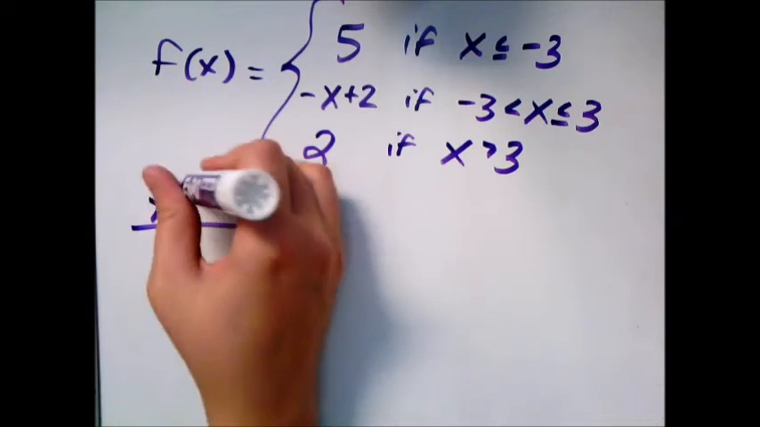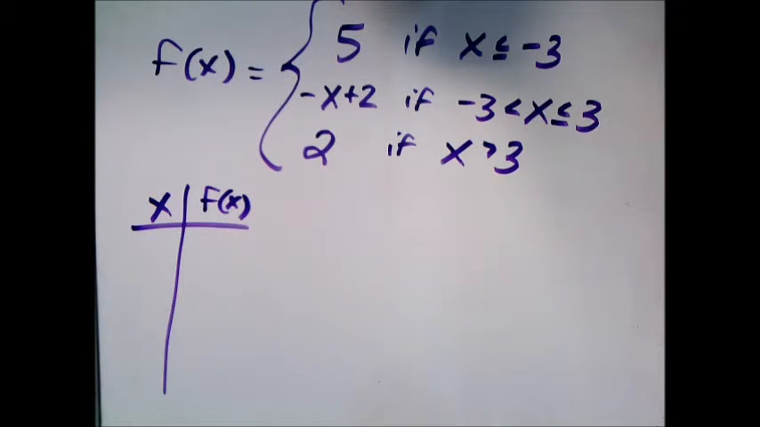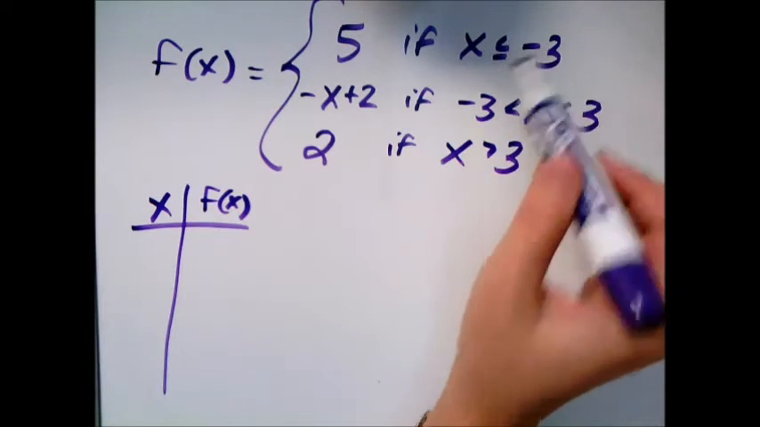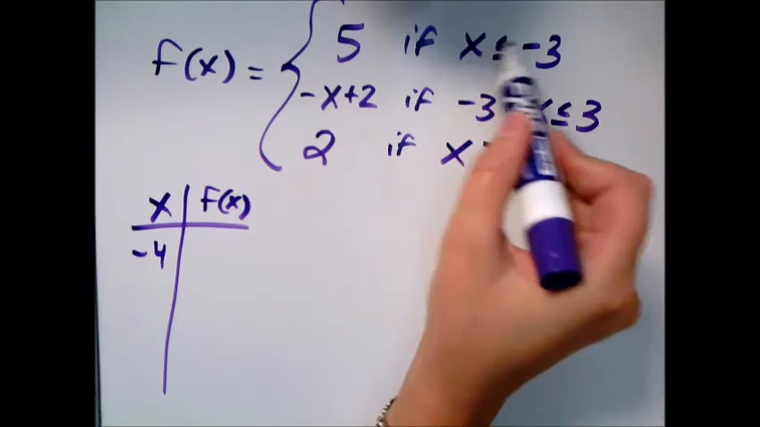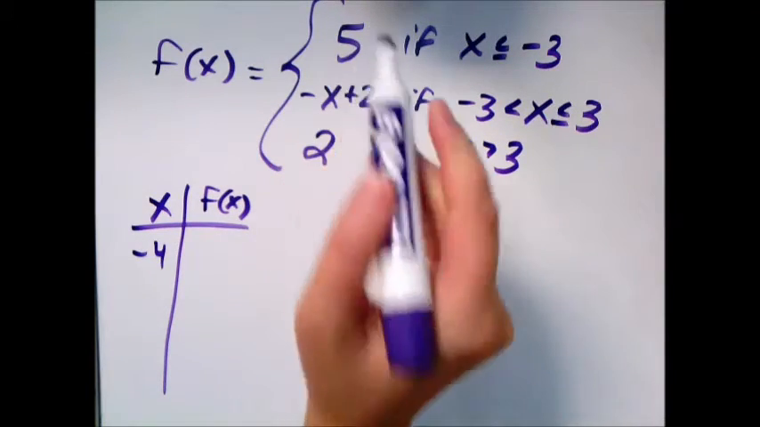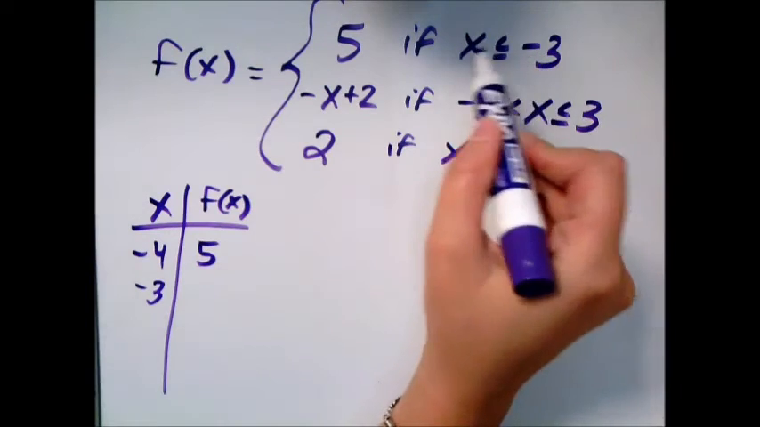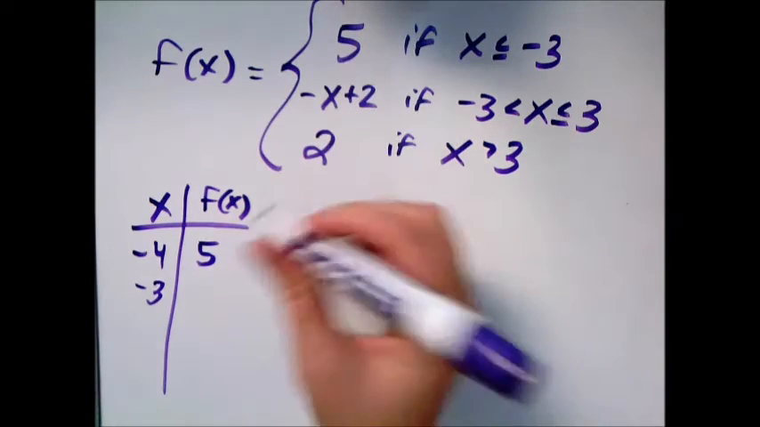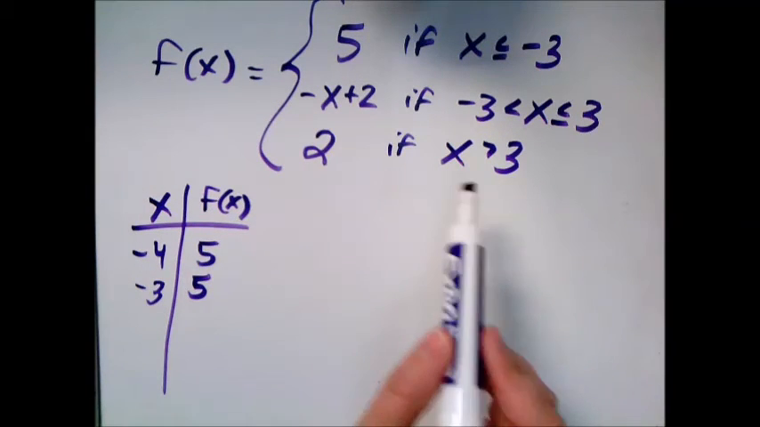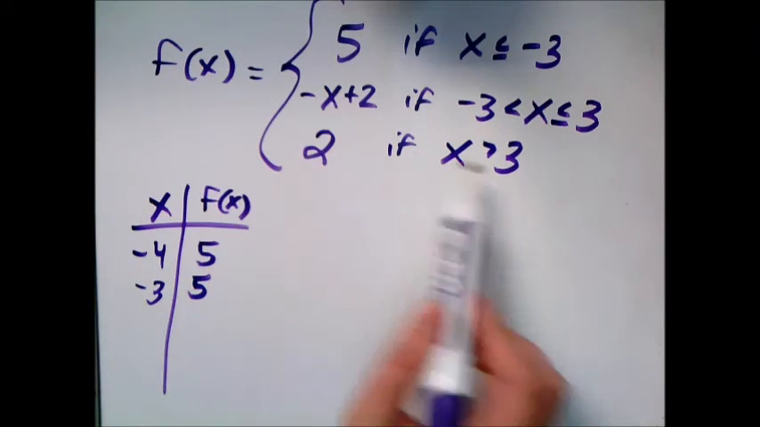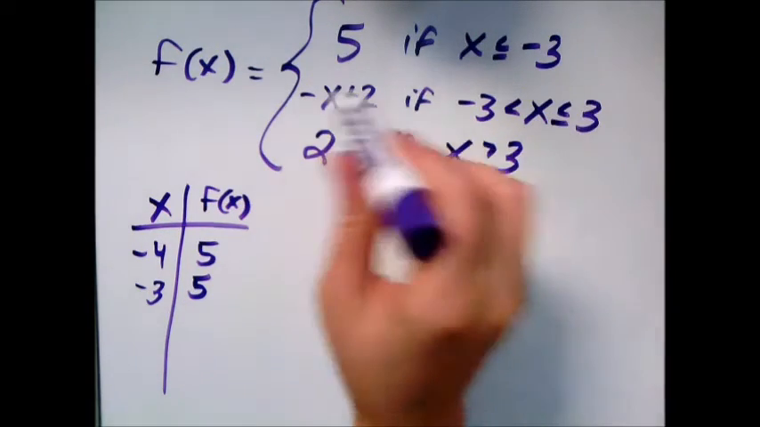All right, so picture a table of some points, some x, f of x points. If I put in something smaller than negative 3, like let's say negative 4, that's in this group. Negative 4 is less than or equal to negative 3, so I use this rule, so my output's 5. Same thing, if I put in negative 3, that's less than or equal to negative 3, so I'm using this rule, so my output's 5.